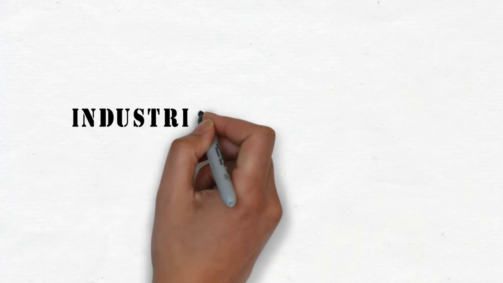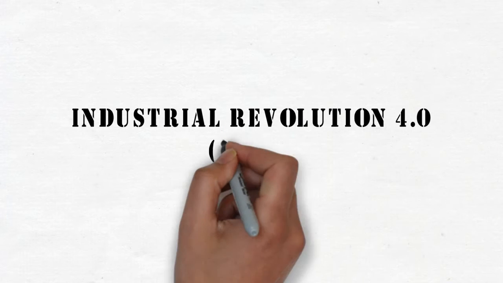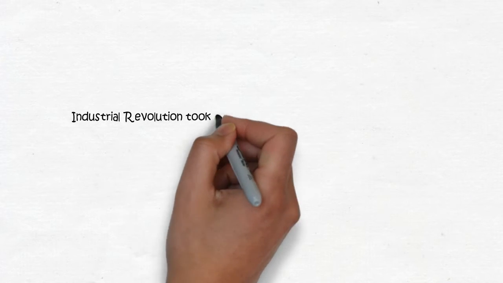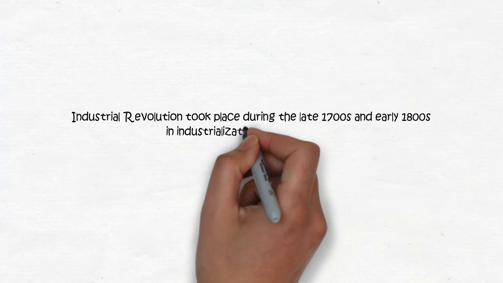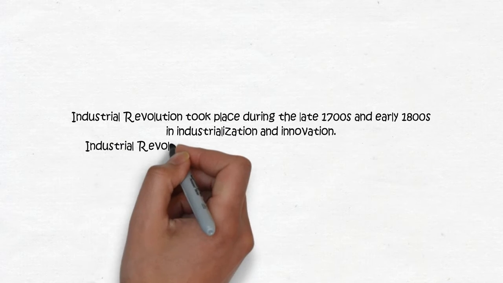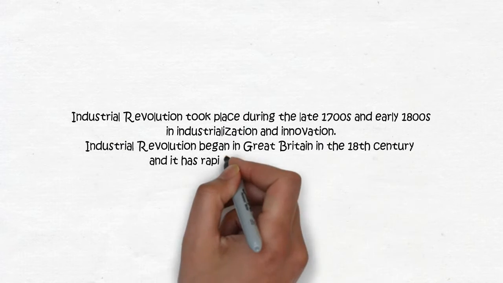The topic that I'm going to present is Industrial Revolution 4.0. The Industrial Revolution took place during the late 1700s and early 1800s in industrialization and innovation. It began in Great Britain in the 18th century and has rapidly spread over the world.